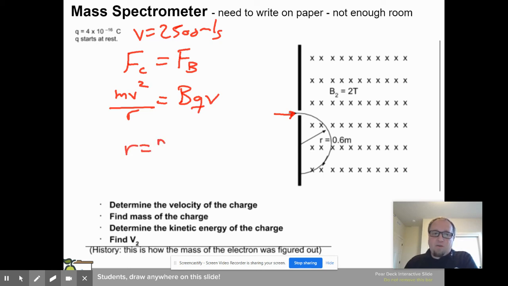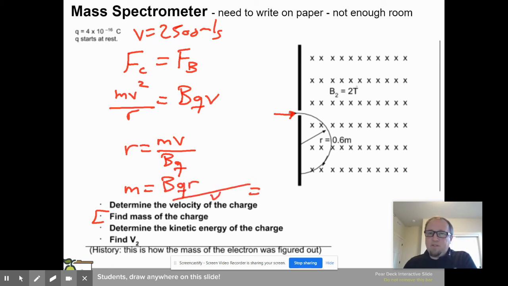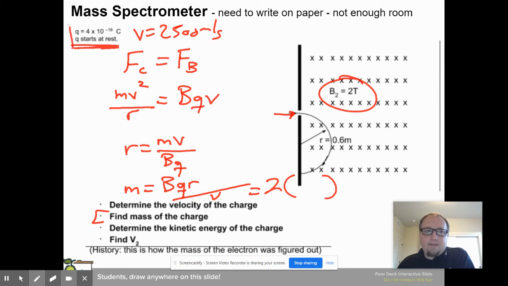So if I solve that, I get radius equals mv over Bq. And I'm trying to find mass, so let's isolate for m. We get m equals Bqr over velocity. My B field, this is actually a thing people usually do, is they'll accidentally use the wrong B field. Sometimes you'll have one B field in one area, one in another. And so my B field here is 2. Charge was given in the problem. It's kind of hiding, so I'll help you out. It's right up there. 4 times 10 to the negative 16, times radius, 0.6, all over velocity, 2,500.